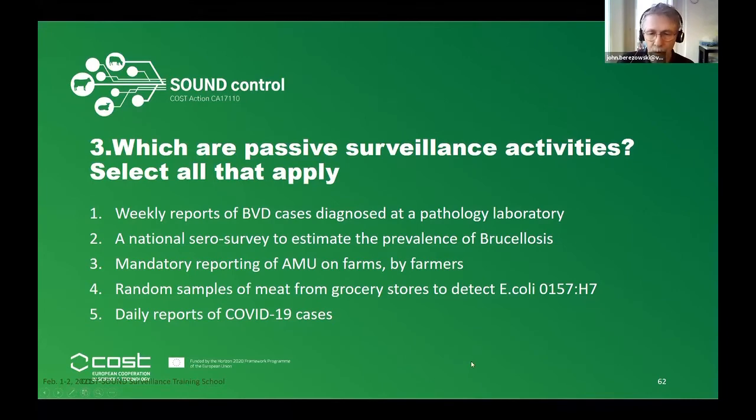So we have one question. Which are passive surveillance activities? I'm interested to see what people think. Everybody has a hard time. I have a hard time with this. So which are passive surveillance activities? Remember, passive activities are activities where the investigator does not decide whether the animals are submitted or not. Those decisions are made by the animal owner.